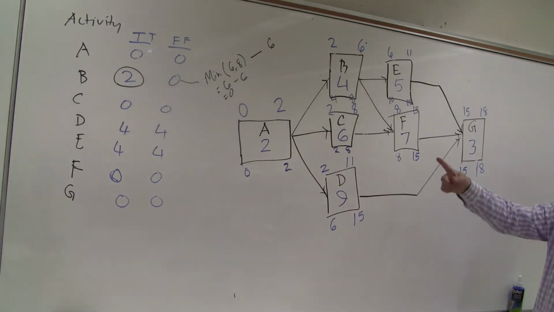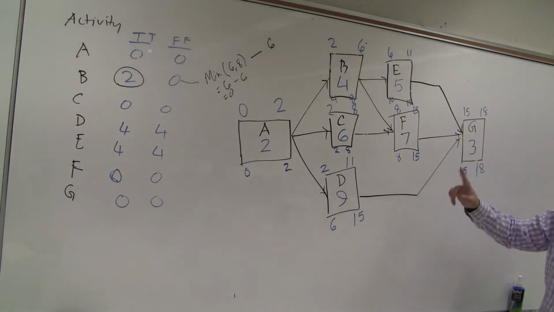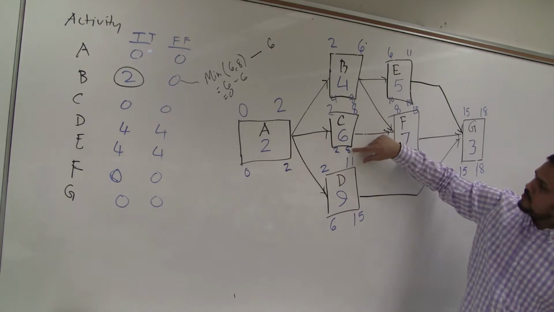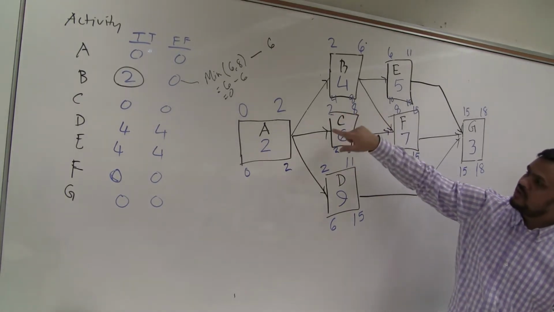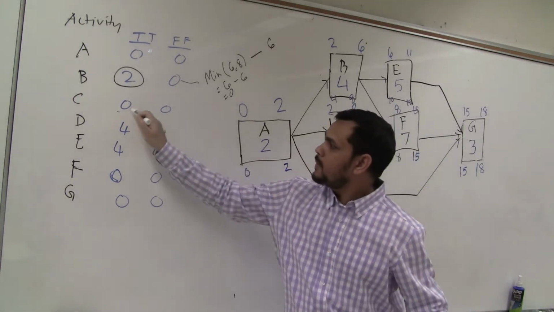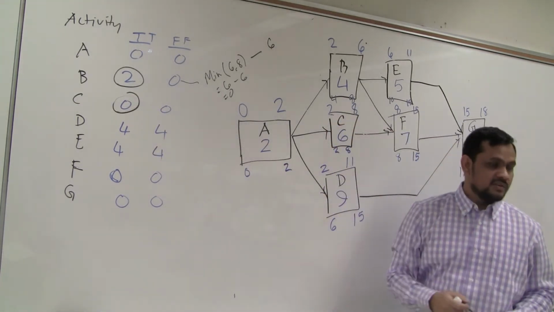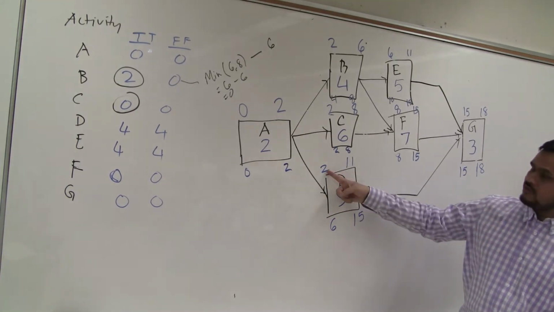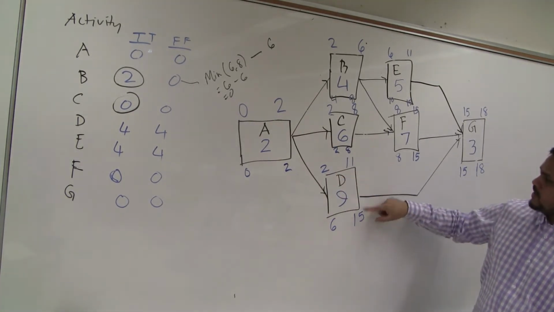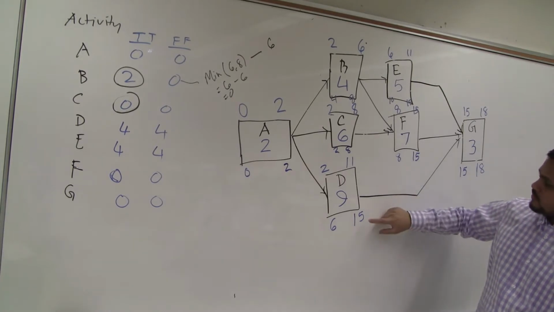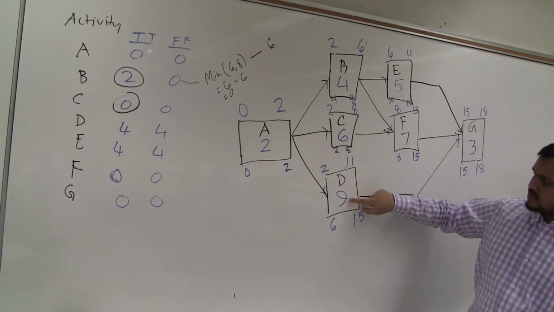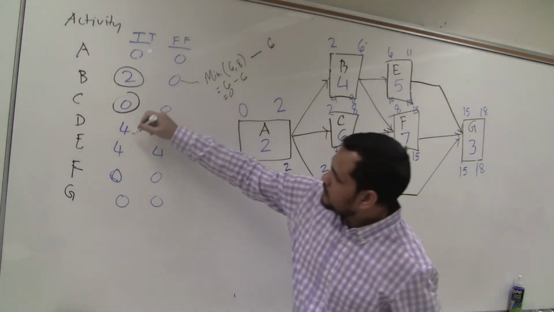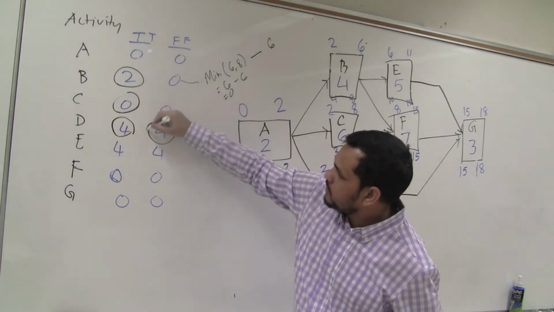And now, C. Where is C? Come here. 2 minus 2, 0. 8 minus 8, 0. Or 8 minus 6, 2 minus 2, 0. See, every time C is 0. If total is 0, free must be 0. D: here 6 minus 2 is 4. Or 15 minus 11, 4, same thing. Or 15 minus 9, 6 minus 2, 4. Every time 4. So this is correct.